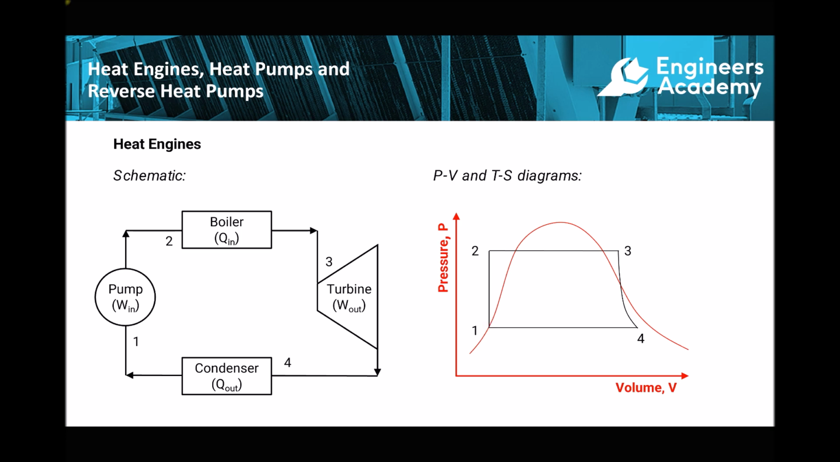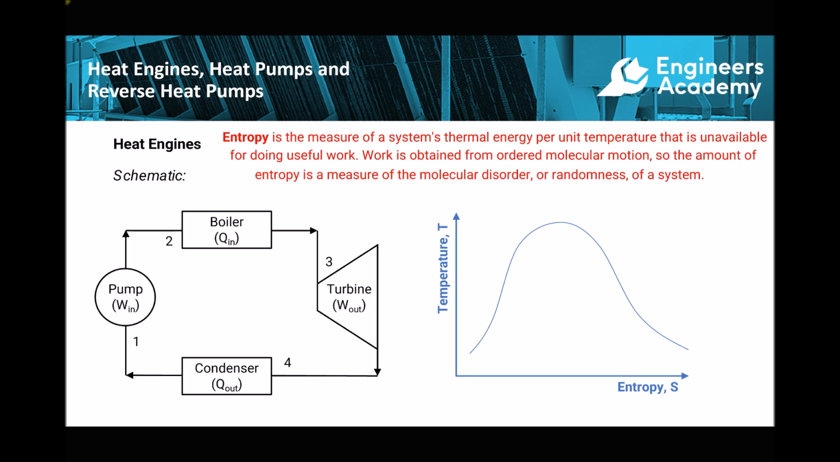So next, let's consider our temperature entropy diagram for this cycle. Now, before we do this, it's important to remind ourselves what we mean by entropy, and I've got a bit of a definition here for entropy. Entropy is the measure of a system's thermal energy per unit temperature that is unavailable for doing useful work. Work is obtained from ordered molecular motion, so the amount of entropy is a measure of the molecular disorder or randomness of a system.